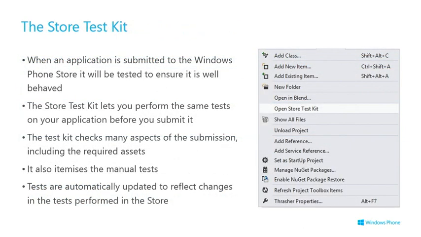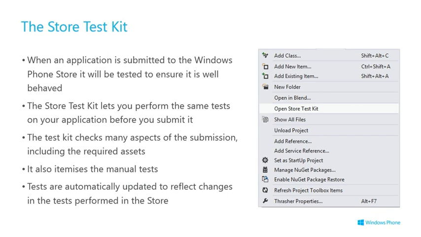Right, now the next useful tool I'm going to talk about is the Store Test Kit. When the application is submitted to the Windows Phone Store, there's a load of tests that are done on it by the Store team. The Store Test Kit allows you to perform all those exact same tests on your application before you submit it. If you submit it to the store and it fails, the turnaround can be about 5 business days. So here you can save yourself a lot of time by running it through the Store Test Kit yourself before you even get to the submission stage.